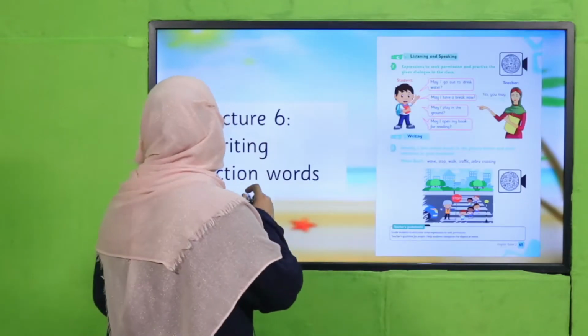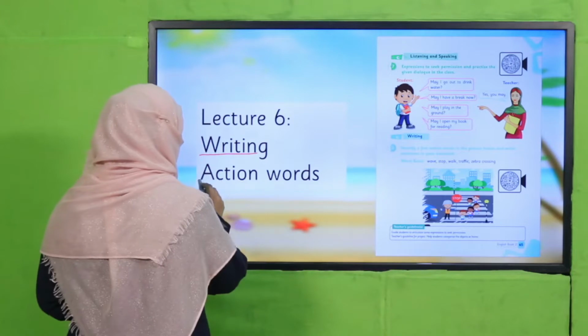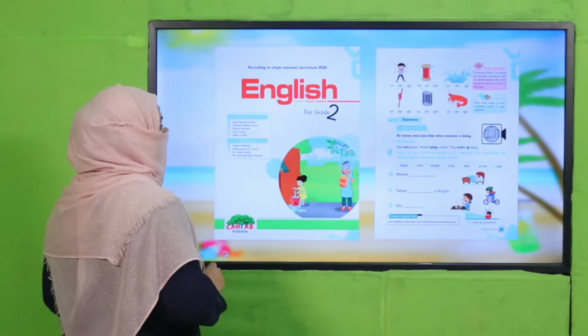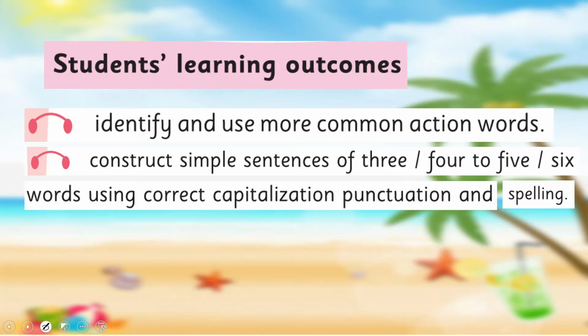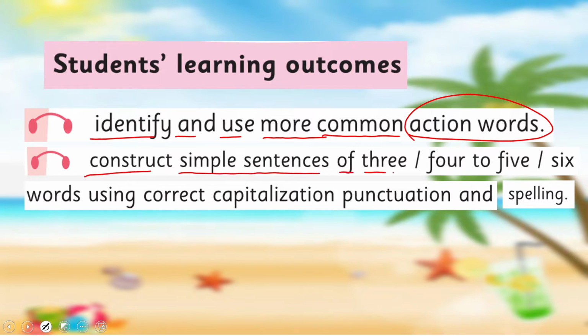Yes, my dear students, today under the title of writing, we are going to learn about action words. Before this, in your book on page number 23, I have taught you about action words. Remember? I hope you remember. If not, you may watch this video lecture again. And now we are going to identify and use more common action words and construct simple sentences of 3, 4 to 5, 6, means maximum 6 words using correct capitalization, punctuation and spelling. These are our today's SLOs.